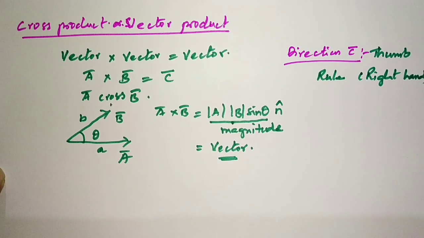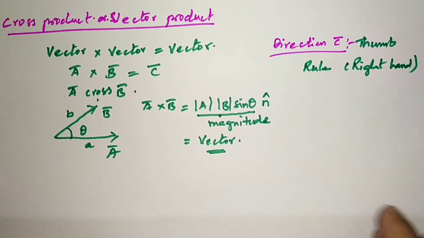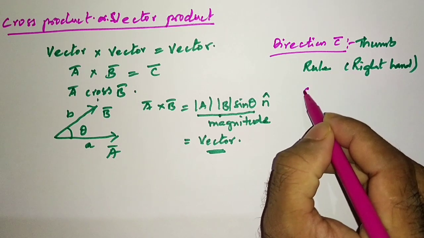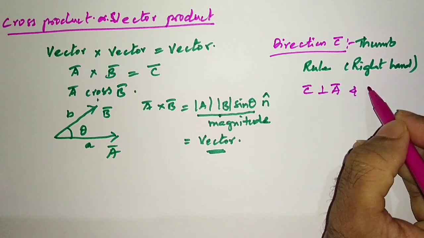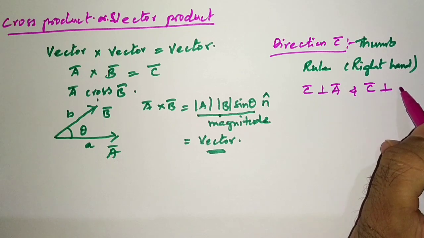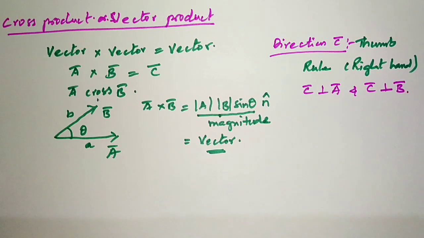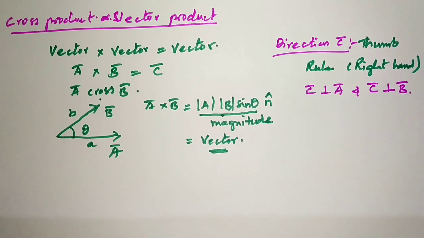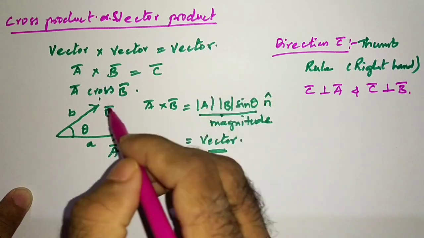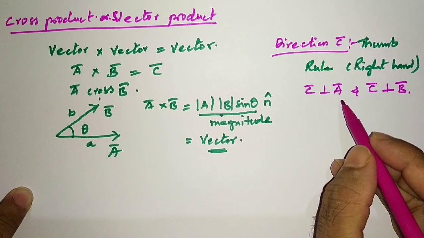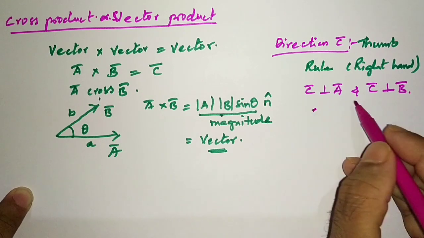Which thumb rule? Right hand thumb rule. So what is this right hand thumb rule? Now let us discuss. The vector C is perpendicular to vector A, and this vector C will be perpendicular to vector B. Remember this one. The cross product of two vectors gives a vector. That vector will be perpendicular to both the vectors. C will be perpendicular to both the vectors.